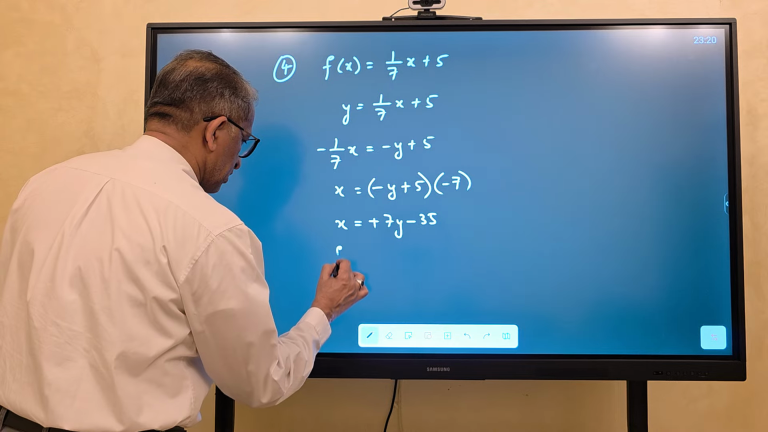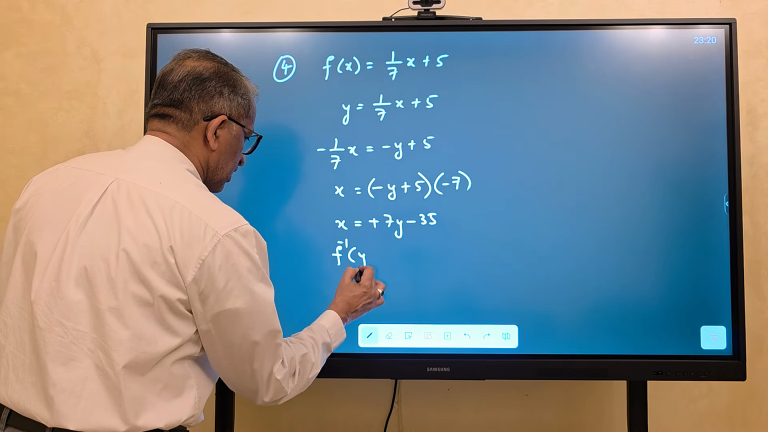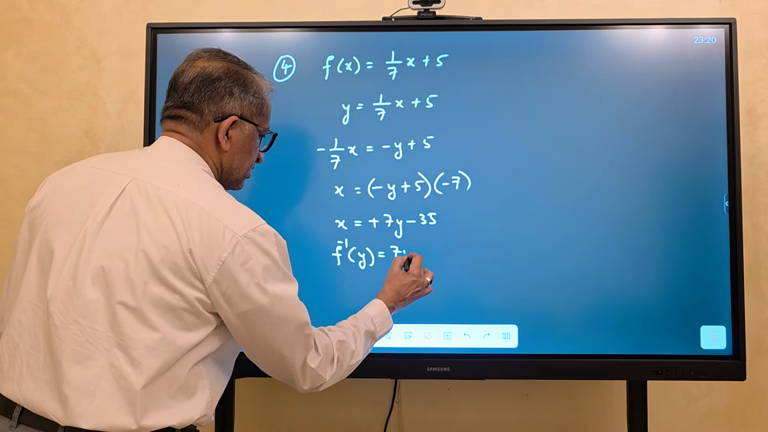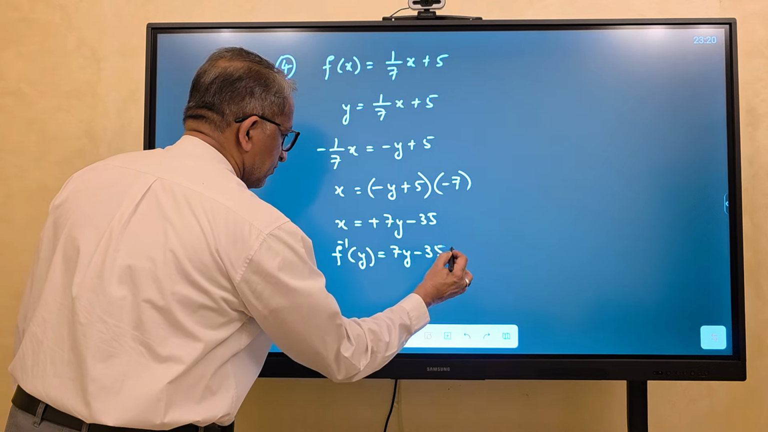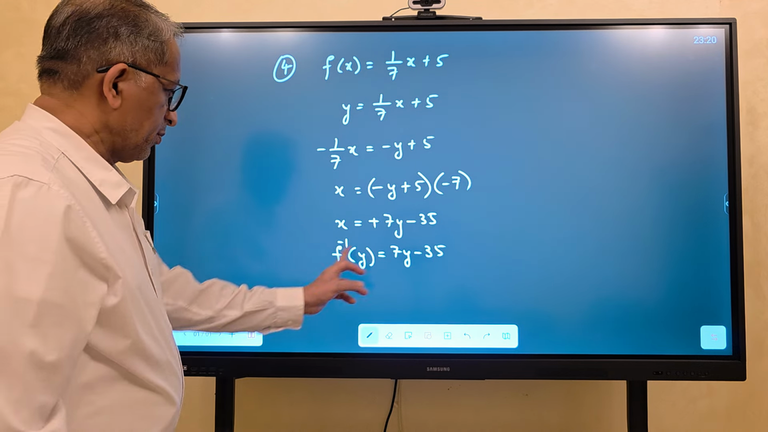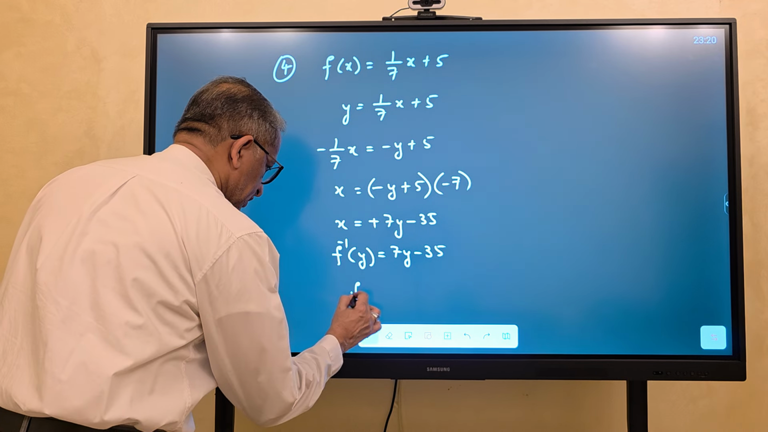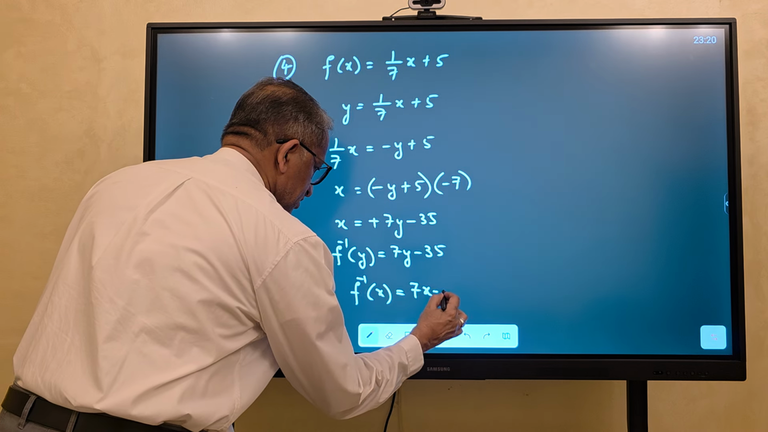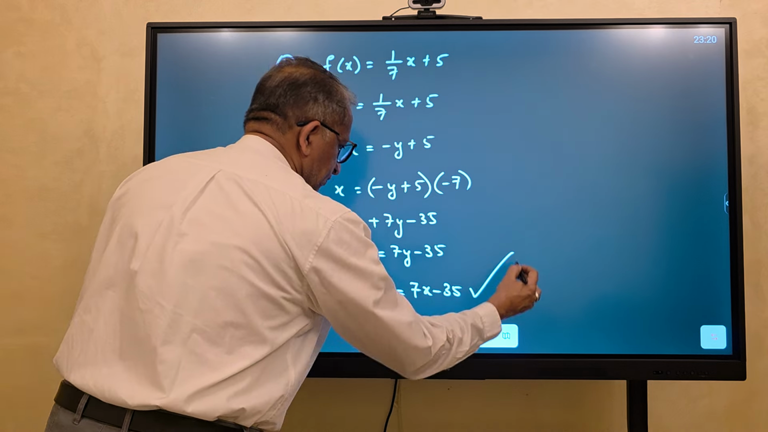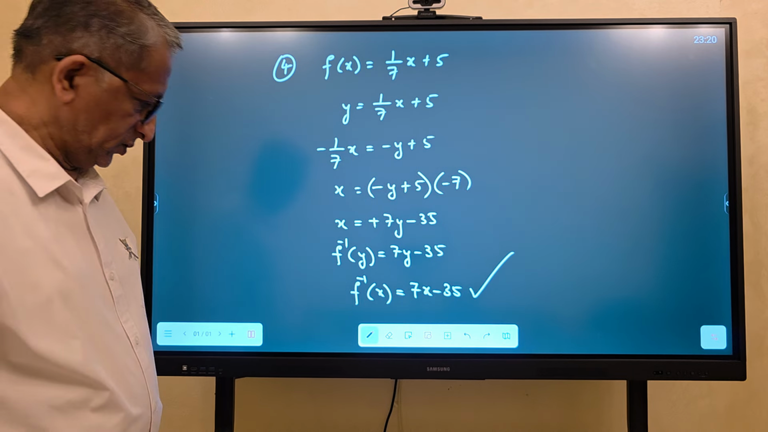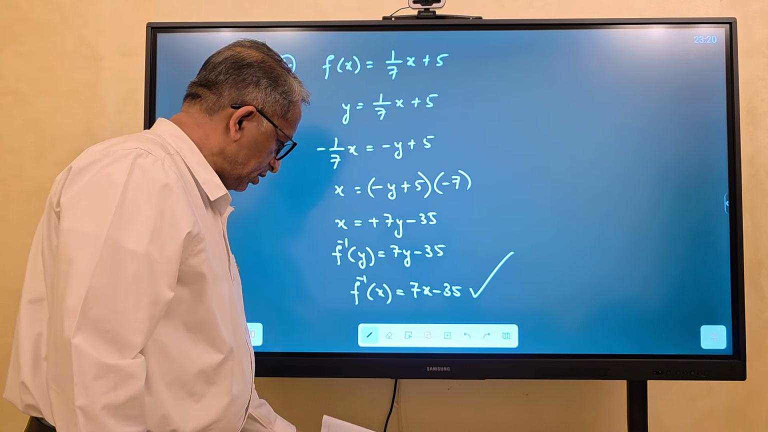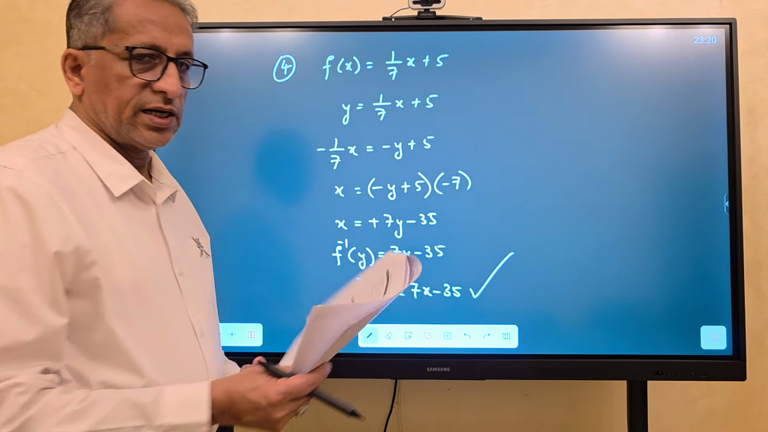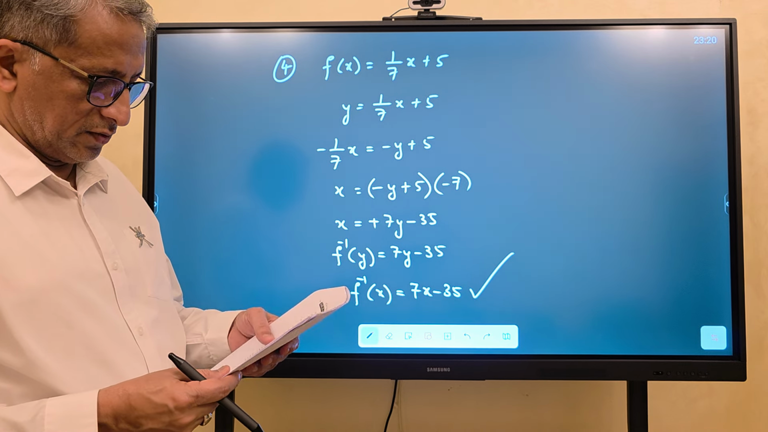Next step, f inverse of y equals 7y minus 35. Replace y by x: f inverse of x is 7x minus 35. Answer. So this is how we solve the examples, that is, finding the inverse.